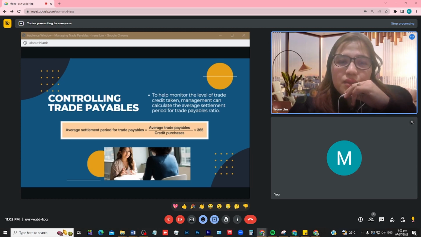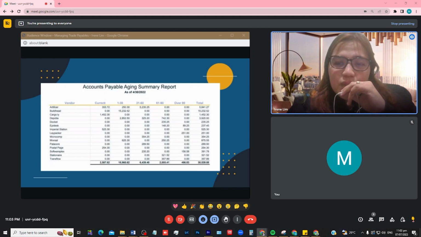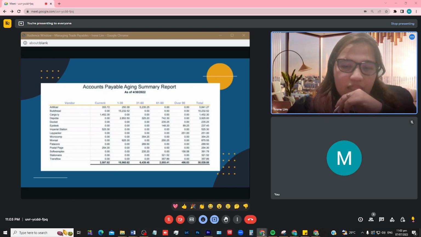So next slide, please. This is an example of an aging payable summary report. It looks almost the same as the aging of receivables presented earlier. This report can help you manage your cash flow and budget and negotiate better terms with vendors. It can also help you prioritize which bills to pay first and prevent you from incurring any late fees. Thank you.